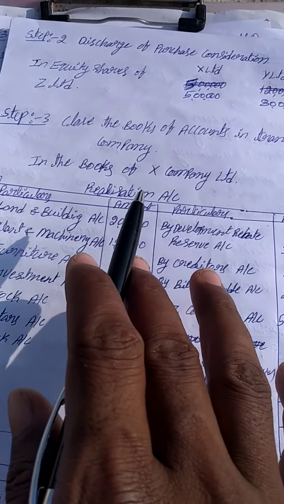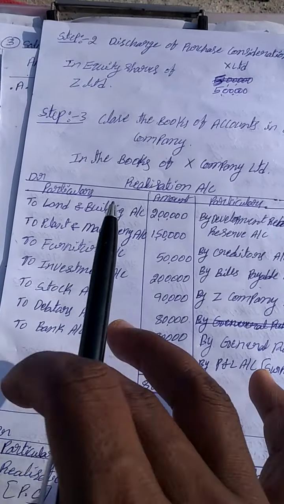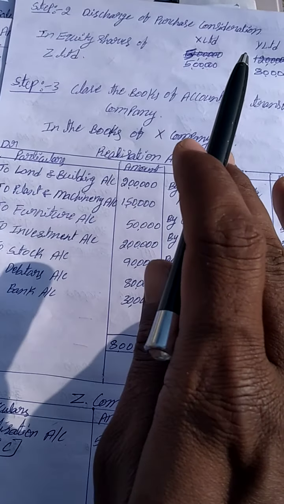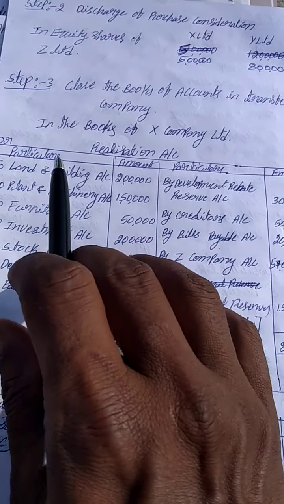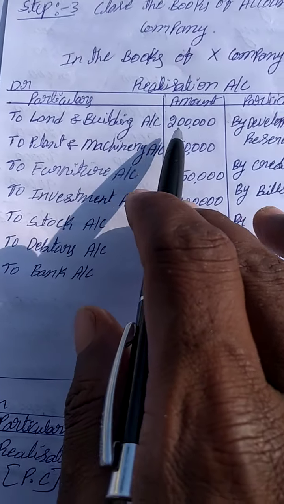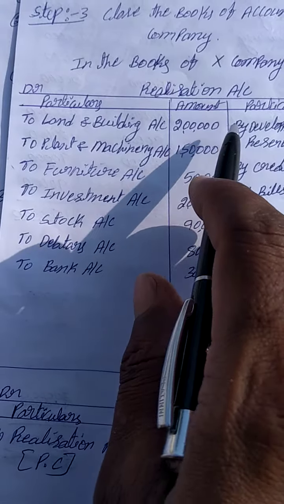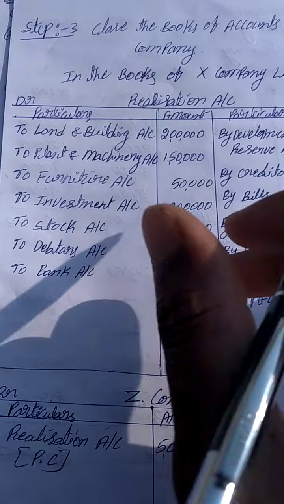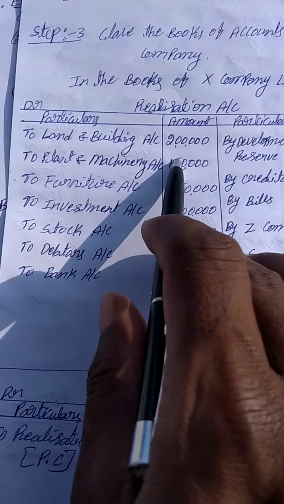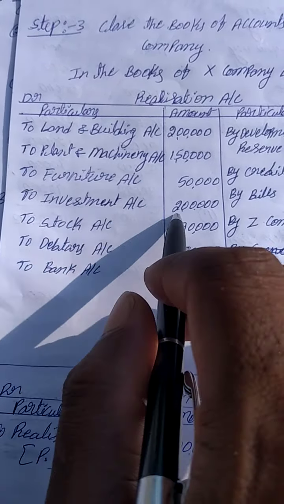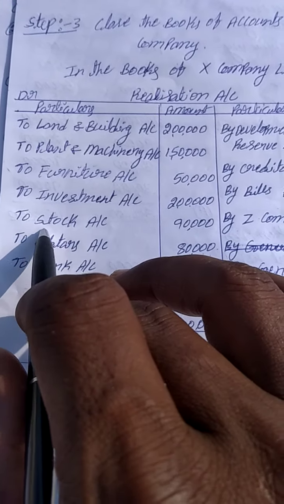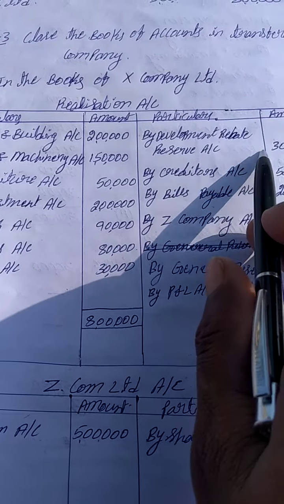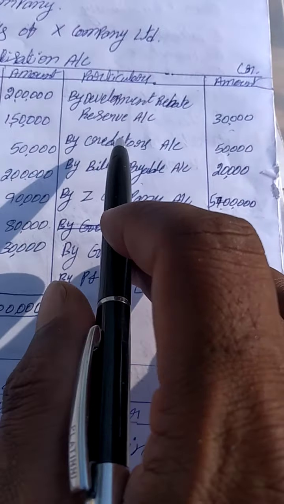First we are going to prepare the realization account. All assets and liabilities of the transferor company you have to transfer to the realization account. First one, land and building account. All assets you have to credit, all liabilities you have to debit. Simple thing. Land and building account, plant and machinery, furniture, investment in government securities, stock, debtors, bank. Total 8 lakhs.